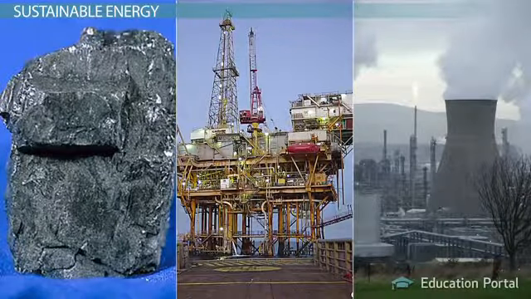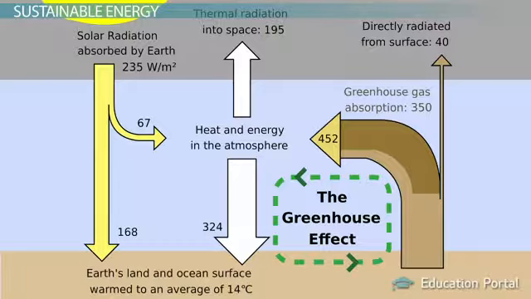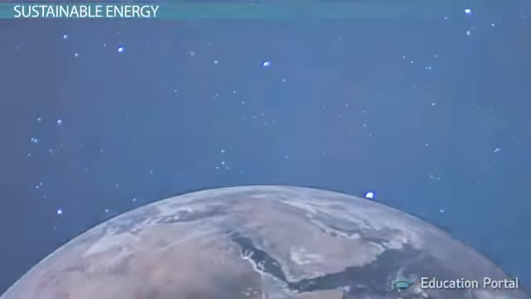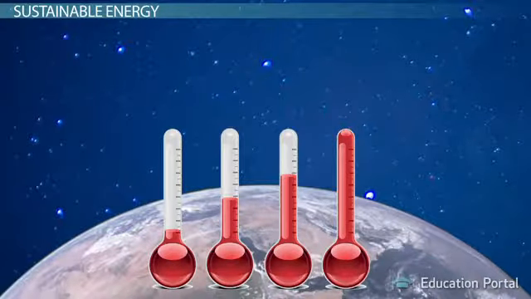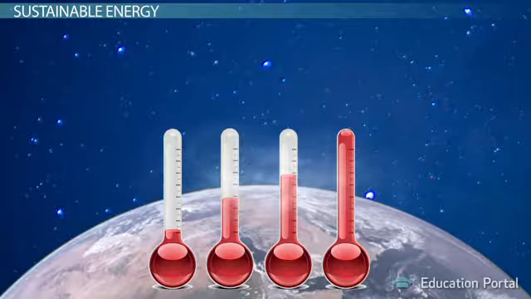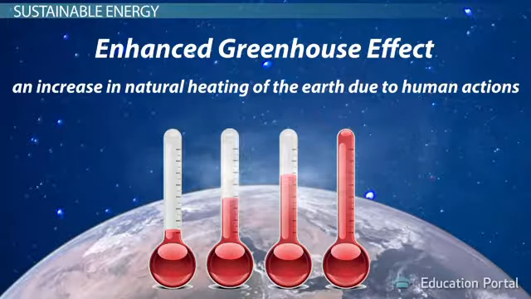The alternative to sustainable energy is energy from fossil fuels, such as coal, oil, and natural gas. These forms of energy are non-renewable because they all rely on a raw material that cannot be replaced during a lifetime. Fossil fuels also create negative effects for the environment when they are burned for energy because they release greenhouse gases such as carbon dioxide into the atmosphere. When greenhouse gases are present in the atmosphere, they trap heat and increase the temperature of the Earth's surface. The burning of fossil fuels is thought to lead to an enhanced greenhouse effect, which is an increase in natural heating of the Earth due to human actions.